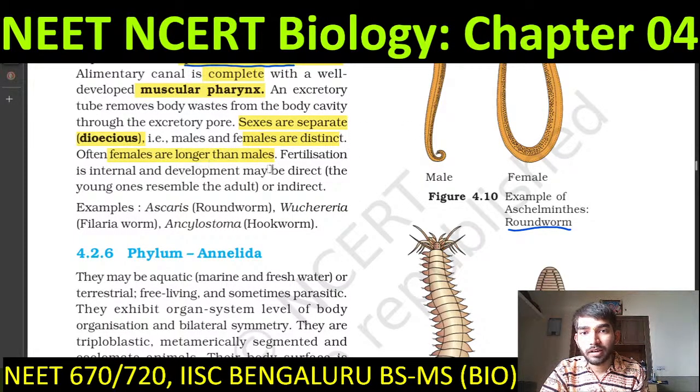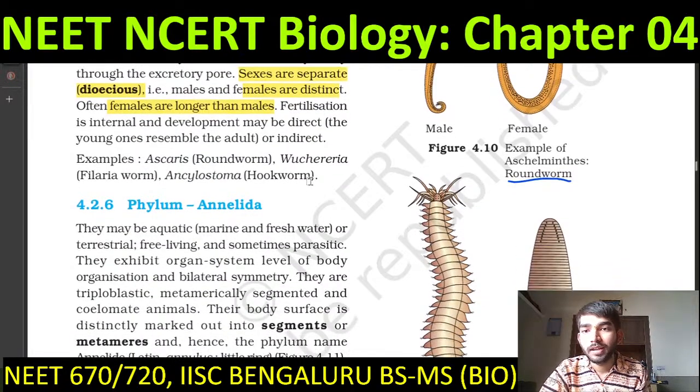Fertilization is internal, development may be direct or indirect. The young one resembles the adult, or through larval stages. Maybe there are some examples within the Aschelminthes which can go directly from zygote to the adult stage without any intermediate larval stages. Examples here are Ascaris, Wuchereria, which is for elephantiasis. You might have heard of filariasis or elephantiasis as it is known. So this is the filaria worm, or Ancylostoma, which is the hookworm.